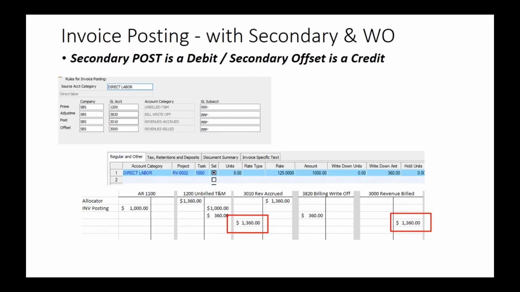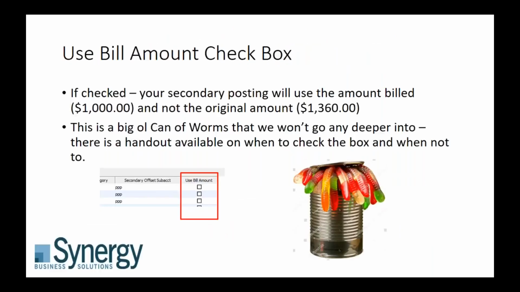Hopefully that makes sense. Again, you'll get this in a PowerPoint so that you can refer back to this. And I know one of the questions that folks normally ask when we talk about this is, why did my secondary posting post the $1,300 and not the $1,000? Because again, we're posting an invoice, and the invoice was only for $1,000. So how did it know?